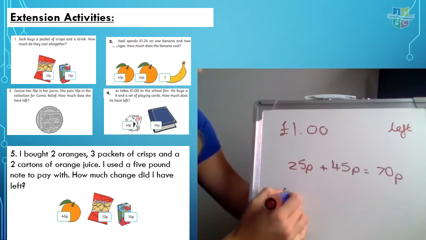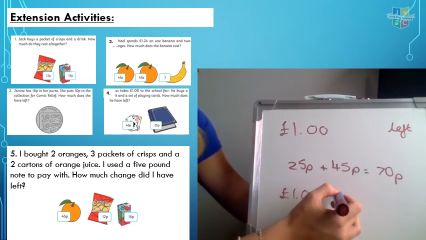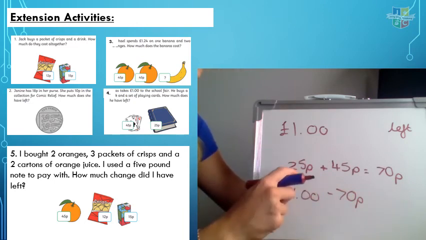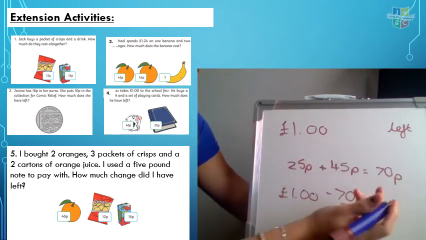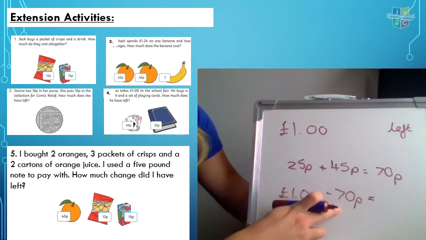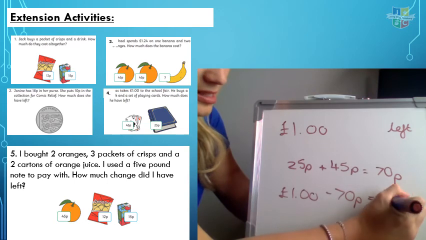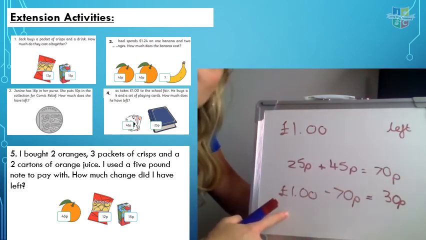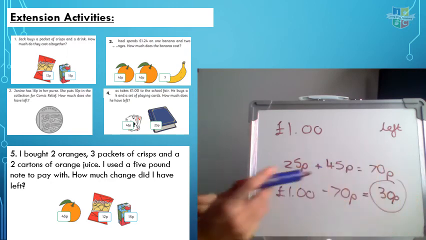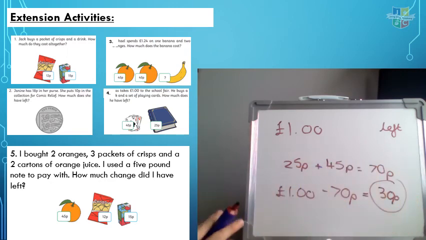So I can do £1 take away 70 pence, because that's how much he's going to spend on a book and a playing cards. And I know if I do my number bonds to 10, 7 and 3 is 10, so 70 add 30 pence is going to be 100 pence, which is the same as £1. So that's your answer, should be 30 pence, because that's how much he's got left.